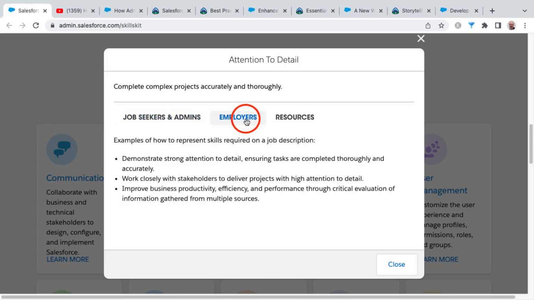And then on the employer side, for your job descriptions, if attention to detail is important for the role you're trying to fill, then some examples of how you could represent that in your job description would be that you're looking for someone that demonstrates strong attention to detail, ensuring tasks are completed thoroughly and accurately, and then that you're looking for someone who has worked closely with stakeholders to deliver projects with high attention to detail, and then finally, someone who's improved business productivity, efficiency, and performance through critical evaluation of information gathered from multiple sources.